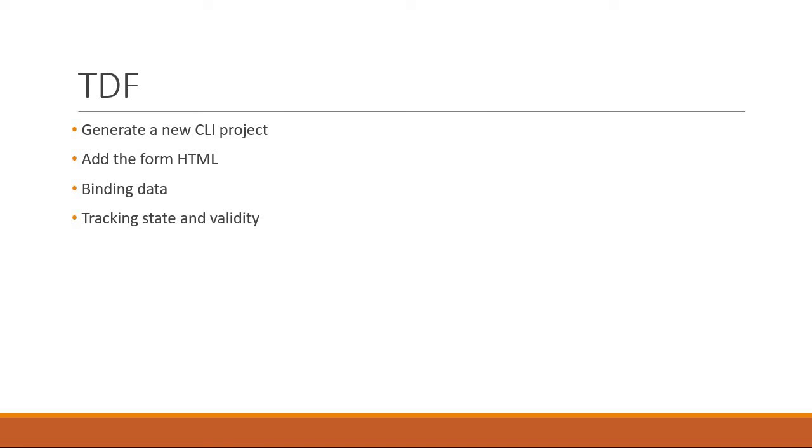Alright, now that we have a brief insight into the TDF approach, let's take a look at how we will be proceeding with this course. We are going to start off by generating a new CLI project. We will then add the HTML that represents the form we will be working with. After that, we will have a look at data binding. That is followed by tracking form state and validity, providing visual feedback, and displaying error messages.